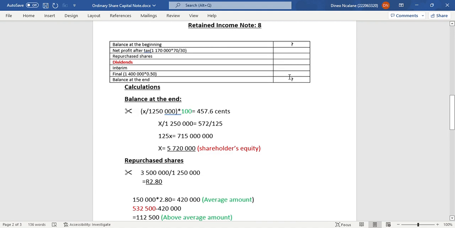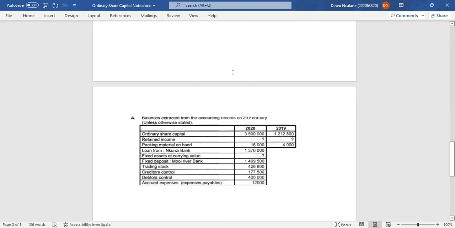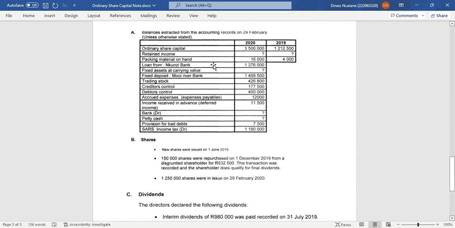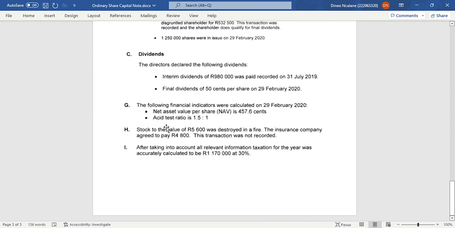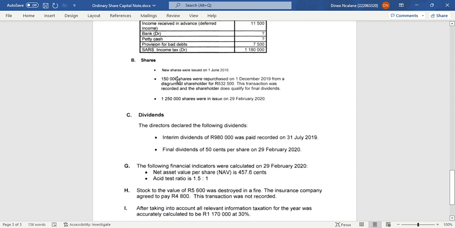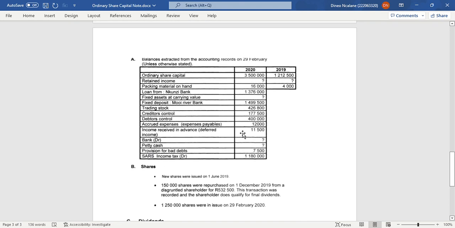Retained income. So the first thing you need to know is the structure of these notes. So let's go to our adjustments. We have adjustments A, B, C, G, H. I only took the adjustments that we are going to need. In adjustment A, we have the balances from the trial balance.